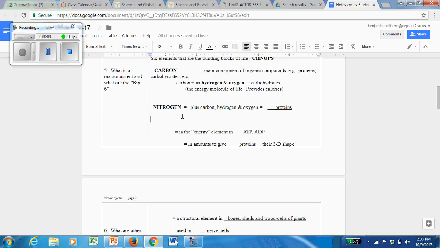So oxygen, kind of hit on that earlier. When you add oxygen to hydrogen and carbon, we get carbohydrates. That's very important. It's part of water, of course. All living things need water.